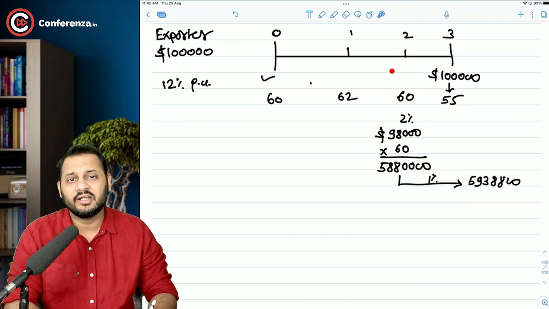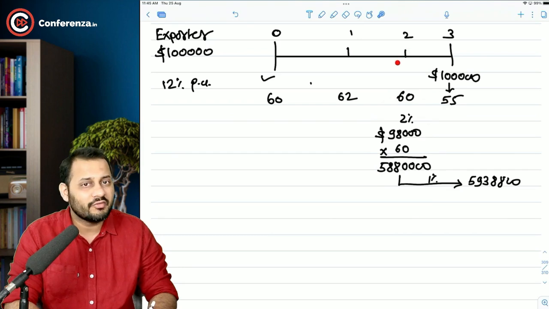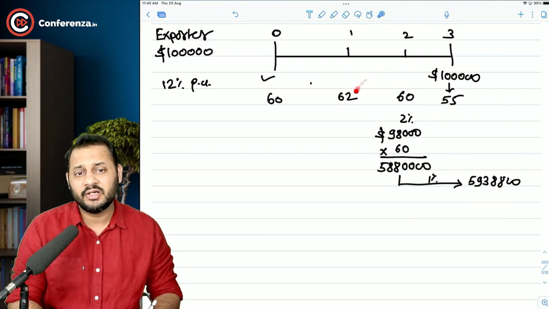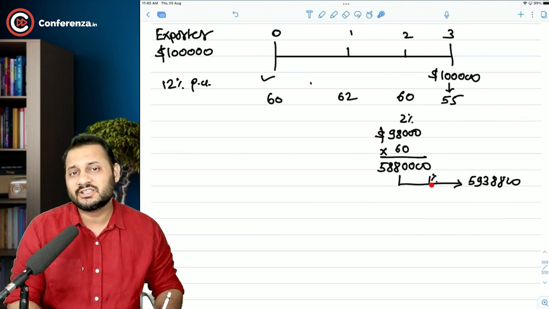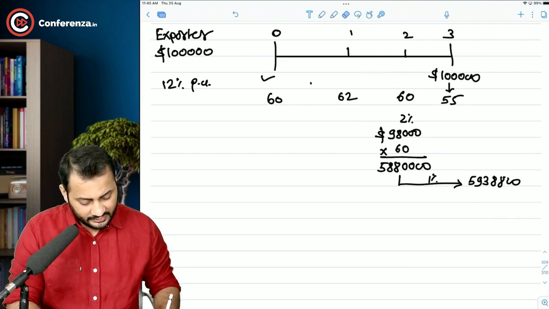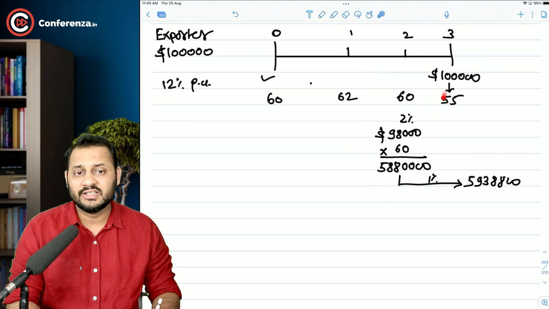This is called leading the receivables. Leading means settlement before the due date. So the due date was 3 months, but settlement was done after 2 months itself. Obviously it was not easy for us to do the settlement. We offered him a discount, he agreed to it, we received the money, we invested that for 1 month, and at the end of 3 months we had 59,38,800.